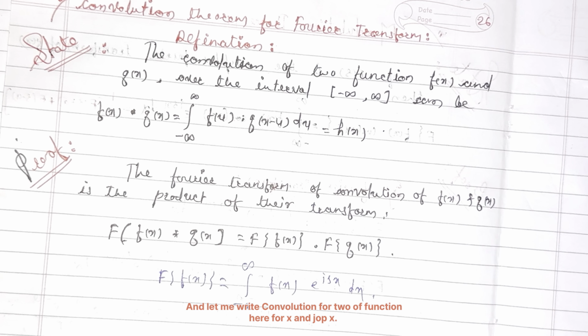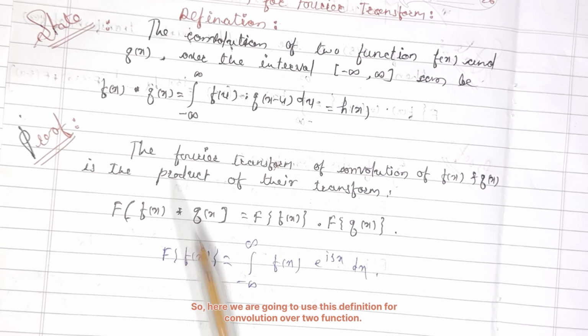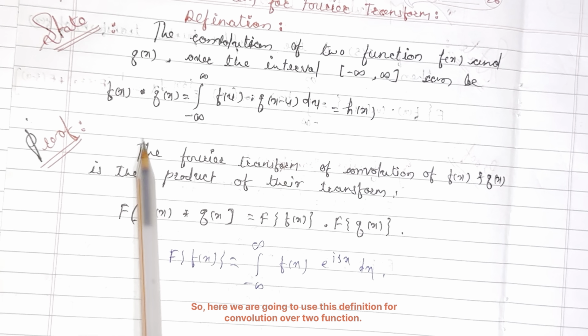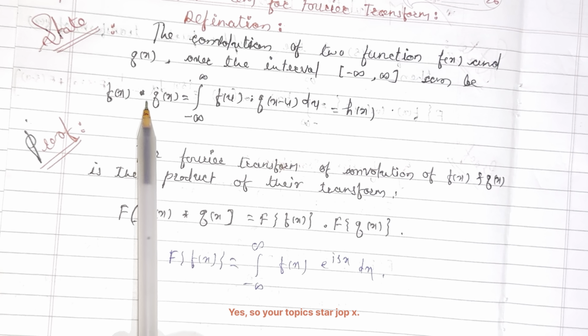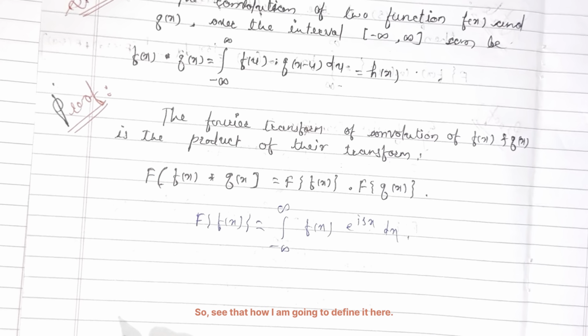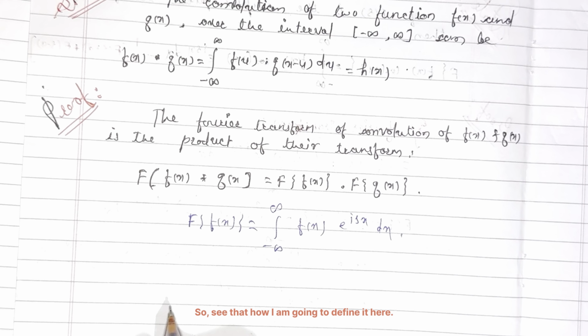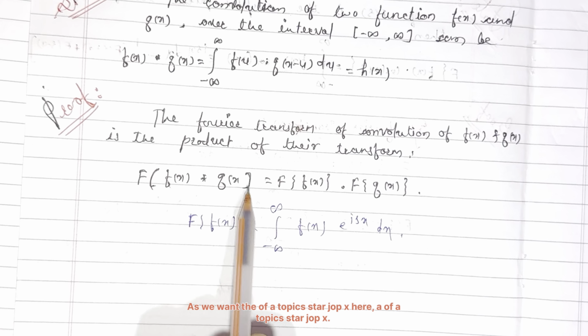And let me write the convolution for two functions f of x and g of x. So here we are going to use this definition for convolution of two functions. Let me write f of x star g of x. See how I'm going to define it here. As we want f of x star g of x, we are going to apply Fourier transform to both sides.